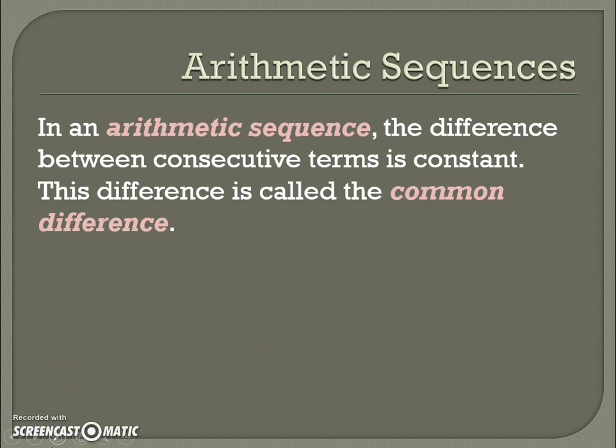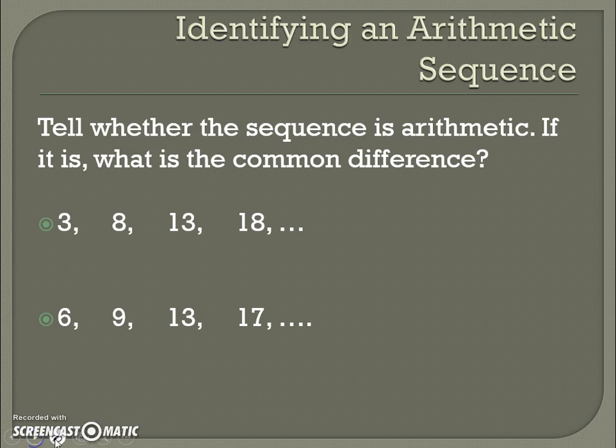All right, let's take a look at this. Arithmetic sequences, it says the difference between consecutive terms is constant. This difference is called the common difference. So in those examples we were just looking at, the value that's added over and over again is called a common difference.